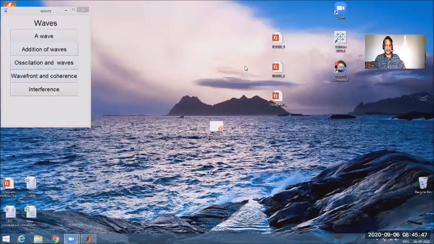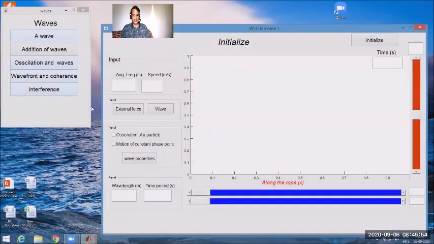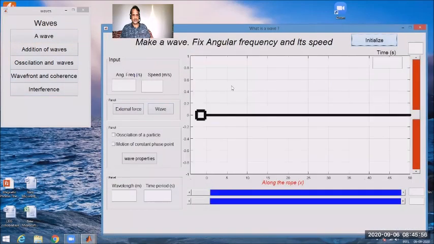Hello everyone. In the simulation, let us see what a wave is. As we know, a wave is a disturbance which moves through the medium. Let us understand this concept through a visualization. I have a small waves package here. Let's take the waves, initialize the system.